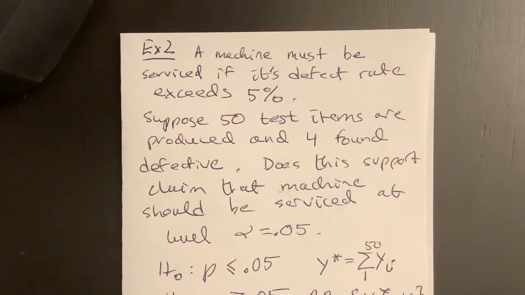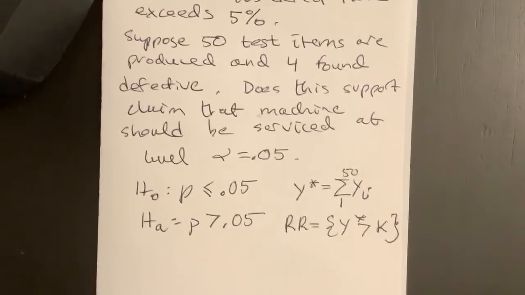Well, it runs it, and it thinks it's kind of bad news. It finds 4 that are defective, which it knows is more than 5%. But since it's statistical, it wants to use statistics to argue whether or not this supports the claim that the machine should be serviced. It will use an alpha equals 0.05 test.